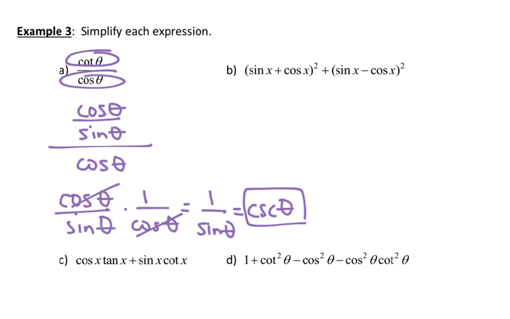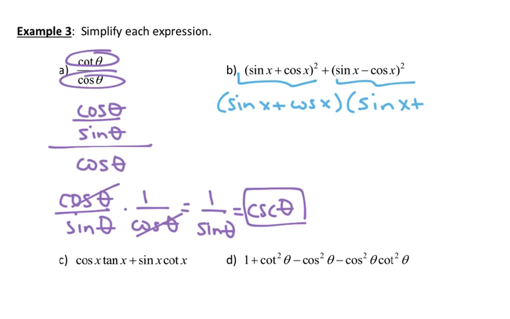Let's go look at B. Sine x plus cosine x squared plus sine x minus cosine x squared. In order to simplify that, I'm going to have to multiply these out. I can't change any of the trig functions because they're already sines and cosines. Don't forget, when you square a binomial, you do not square each item. You have to write it twice and then FOIL it.